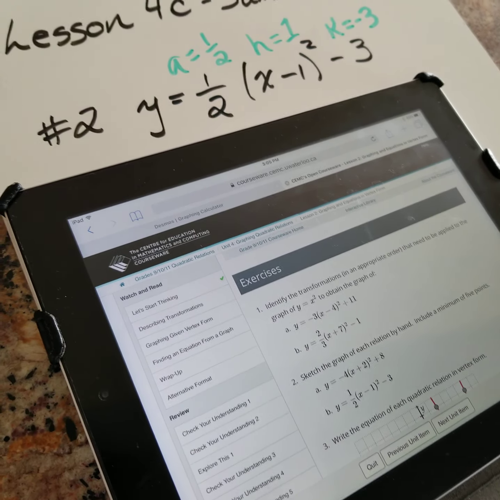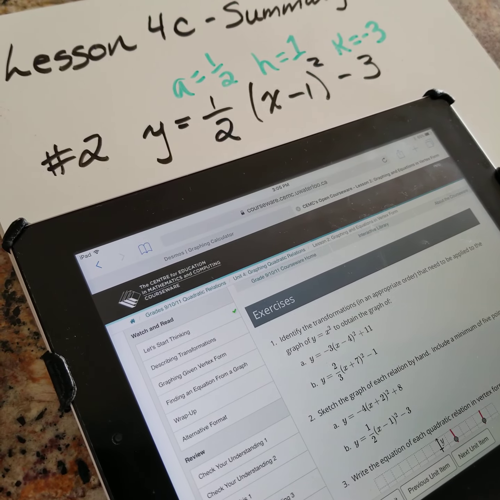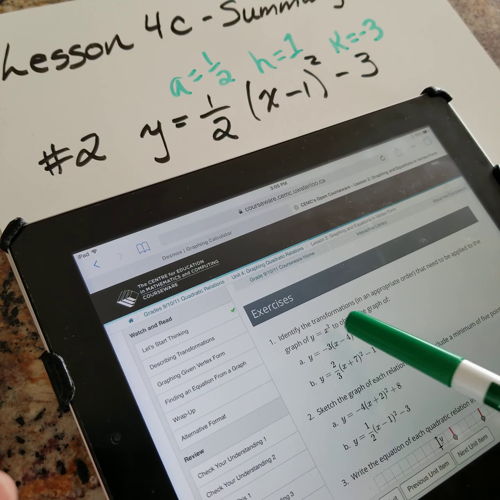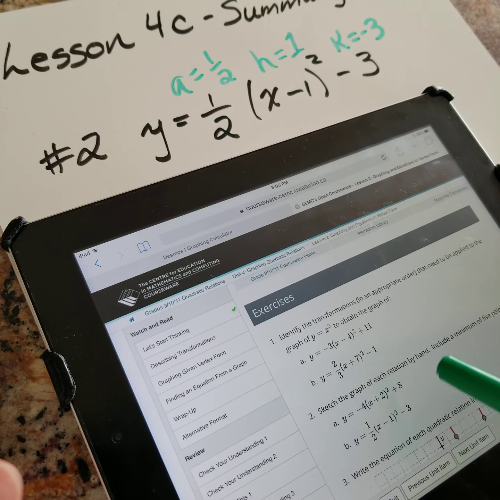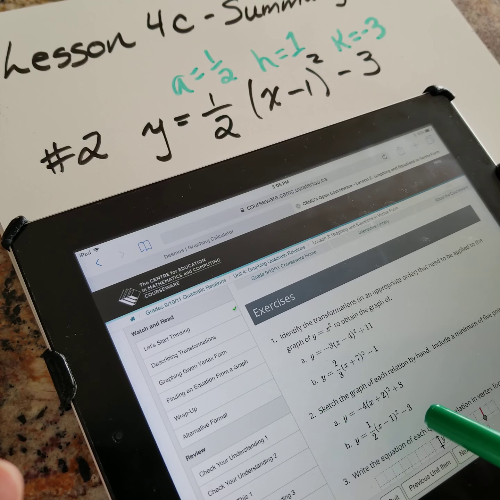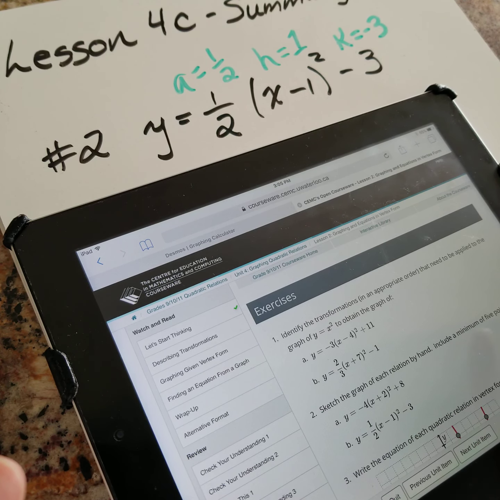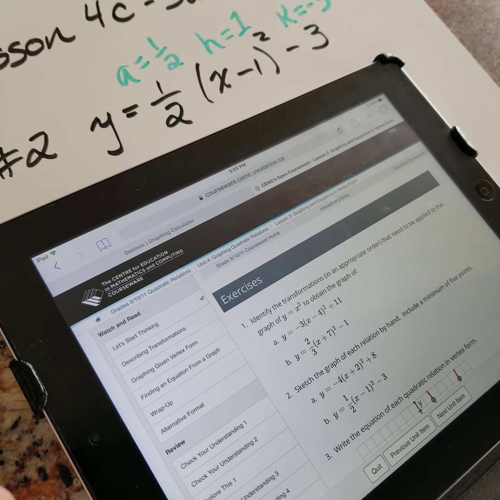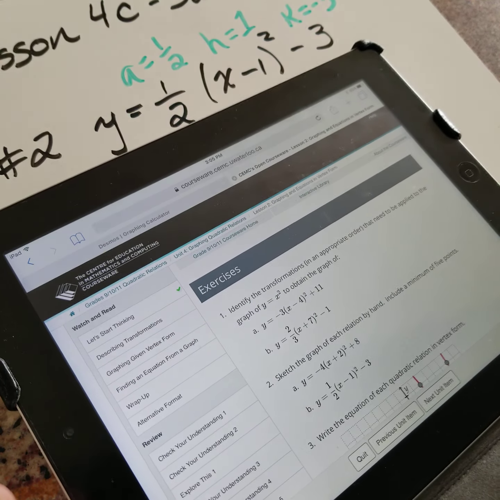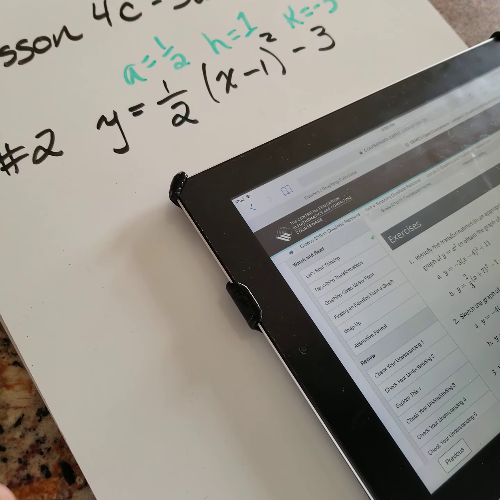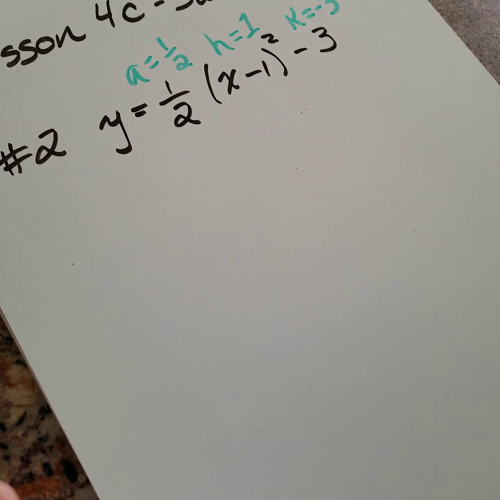Hi, so this is continuing from that first video. We're looking at this exercise. This is where I got the equation. I'm going to do 2b, where we're going to sketch this graph, and they want a minimum of 5 points. So we already checked Desmos on what it's going to look like. Let's actually try to get these points.